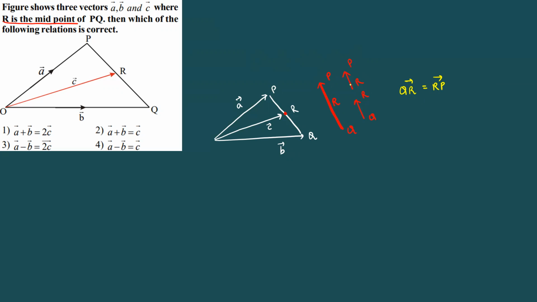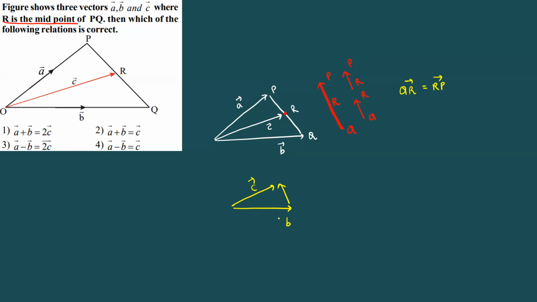When are two vectors said to be equal? Two vectors are said to be equal if they have the same magnitude and direction. The length of QR and RP is the same because R is the midpoint, and both have the same direction. Both are pointing in the upward direction. So QR vector is equal to RP vector. Now you take this bottom triangle. In this bottom triangle, can we apply triangle law? I will show it separately for your sake. This problem can also be done using parallelogram law of vector addition, but since I'm showing it using triangle law, let us do that.